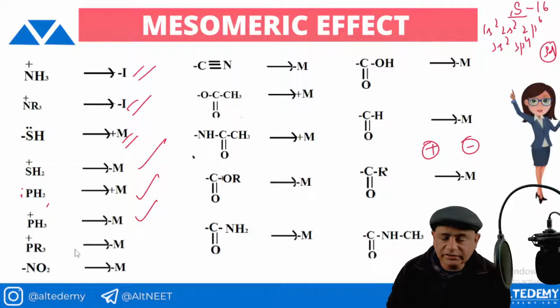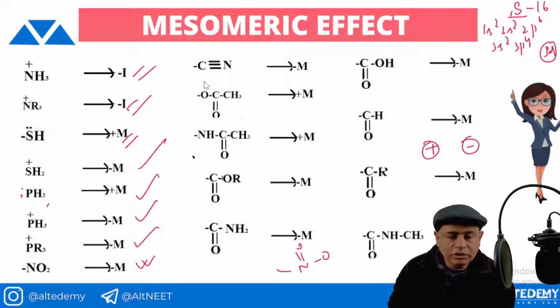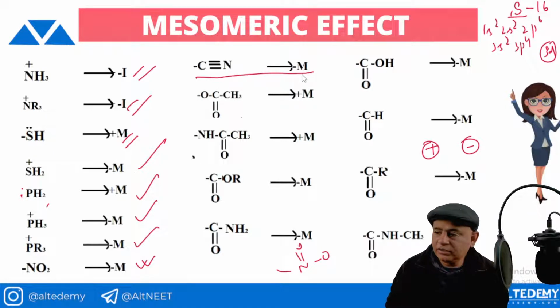PR3 plus, again minus M, as it has a vacant orbital. NO2, minus M, as it has a double bond. NO2, as we said, N double bond O. Look here, C triple bond N. We told you that with a triple bond also we have minus M property.